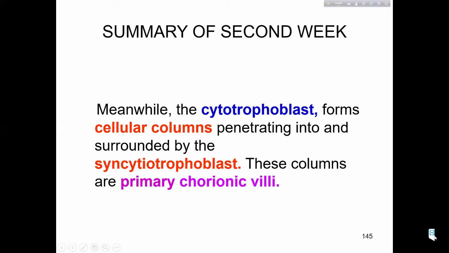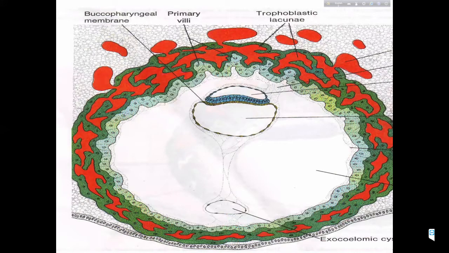So the cytotrophoblasts form cellular columns penetrating into and surrounded by syncytiotrophoblasts. These columns of cytotrophoblasts are nothing but the primary chorionic villi. So you can see the primary chorionic villi, or primary villi simply.